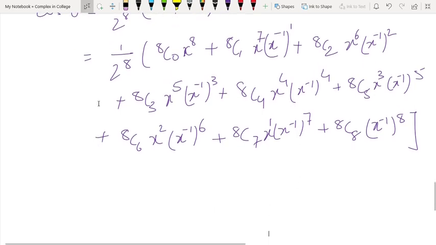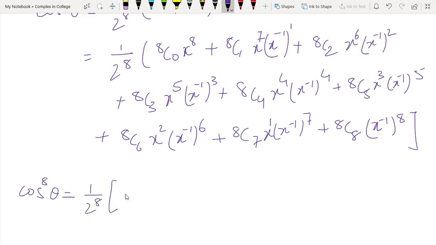Okay, so let's proceed now. Let me write here that cos raised to 8 theta is equal to 1 upon 2 raised to 8. Now 8C0 is 1, so 1 into x raised to 8, plus 8C1 is 8, x raised to 7, and now x raised to minus 1, so x raised to minus 1, plus 8C2 is 28, x raised to 6, x raised to minus 2.